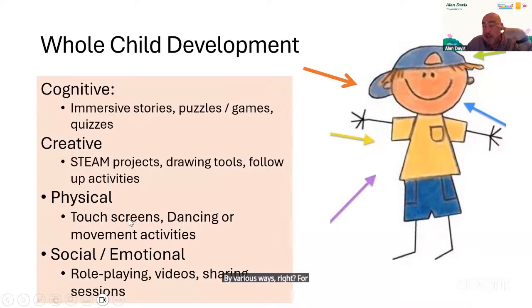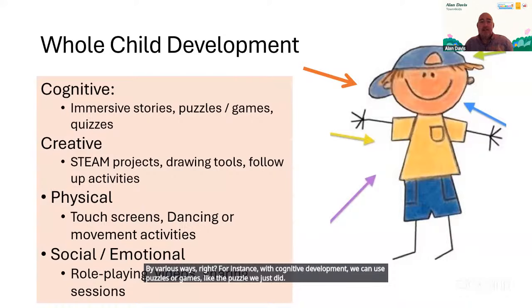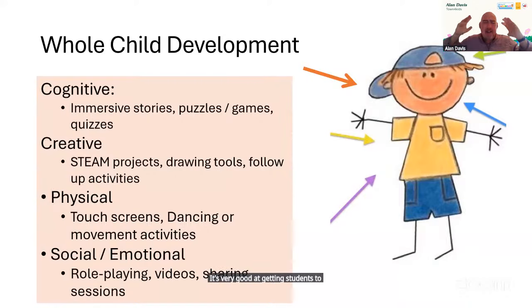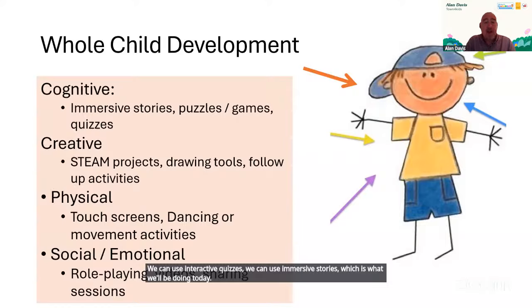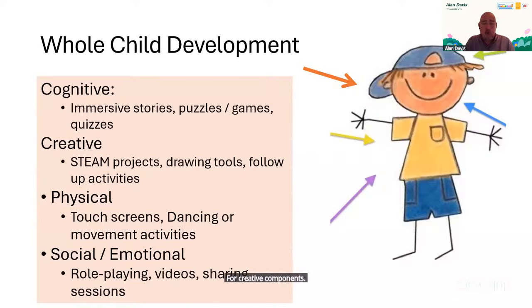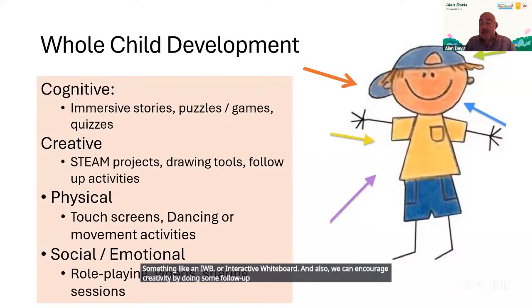For instance, with cognitive development, we can use puzzles or games like the puzzle we just did. It's very good at getting students to think about things in a different way. We can use interactive quizzes. We can use immersive stories, which is what we'll be doing today. For creative components, we can use online STEAM programs, some kind of drawing tools, which is really good if you have something like an IWB or interactive whiteboard. And also, we can encourage creativity by doing some follow-up activities to the tools that we're using in the digital components.